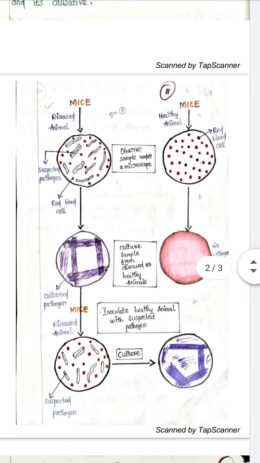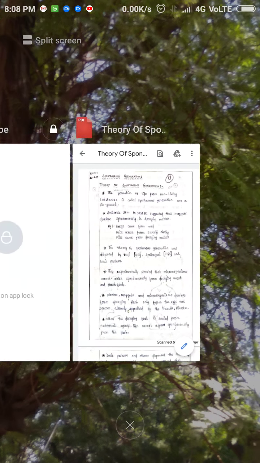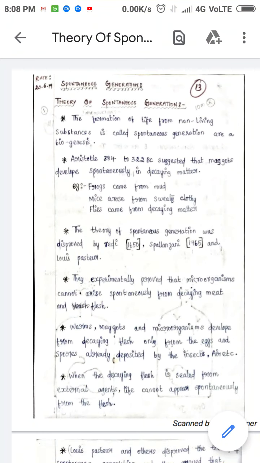This is the diagram, a very important question. Next, we will discuss spontaneous generation. So what is spontaneous generation?